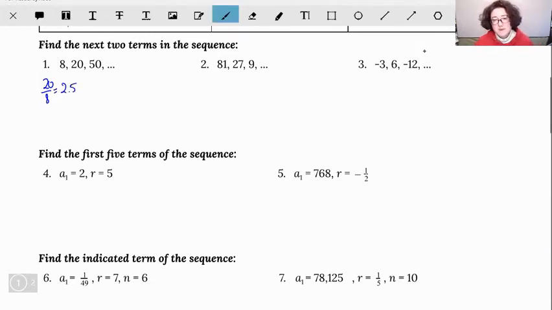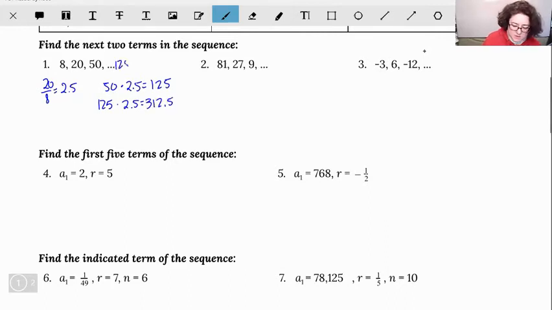So test it out. 8 times 2.5, that's going to get us to 20. 20 times 2.5 gives us 50. And next one, 50 times 2.5, that's going to give us 125. And then 125 times 2.5, that will give us 312.5. So those are our next two terms, 125 and 312.5.